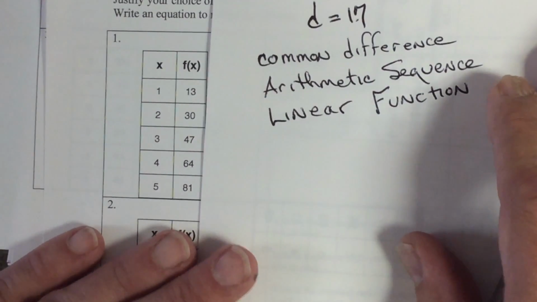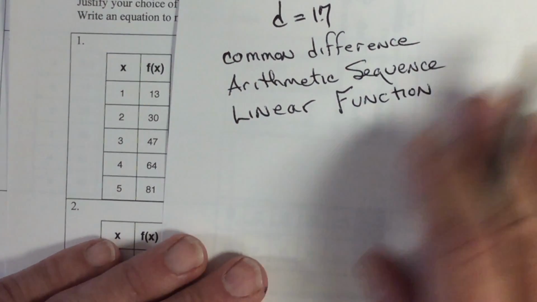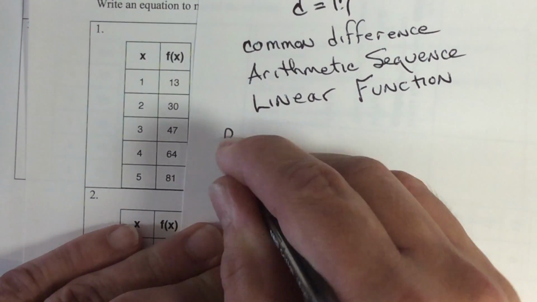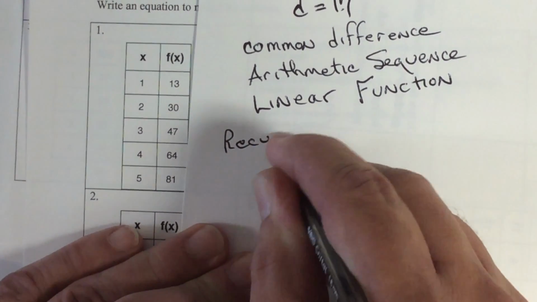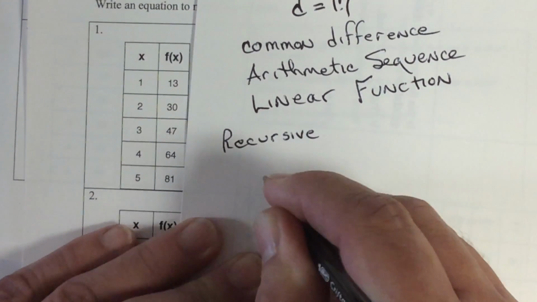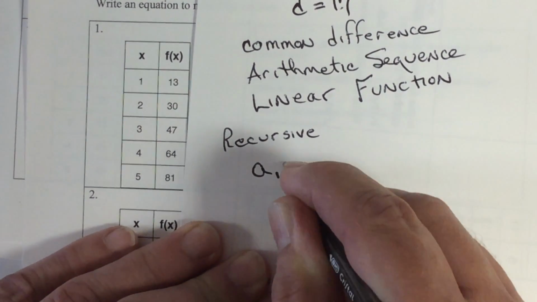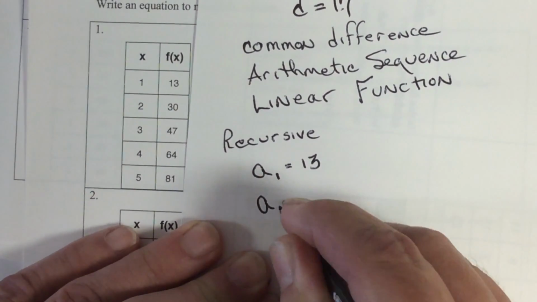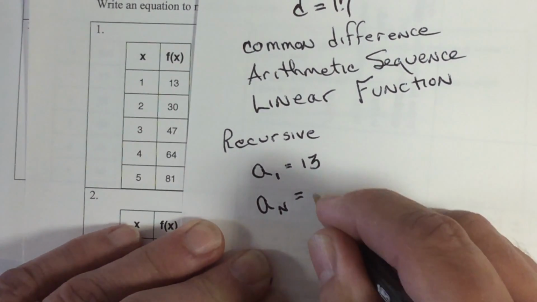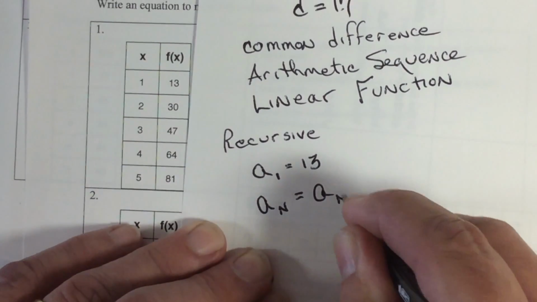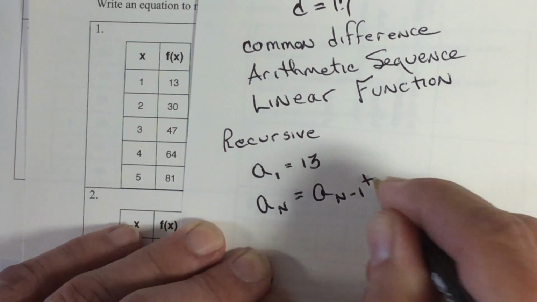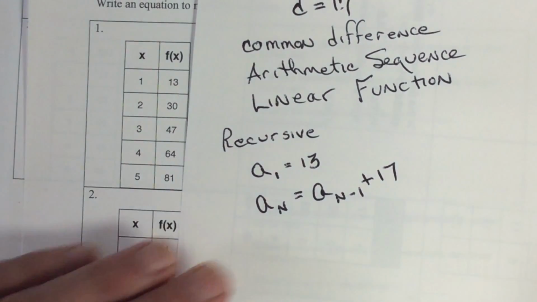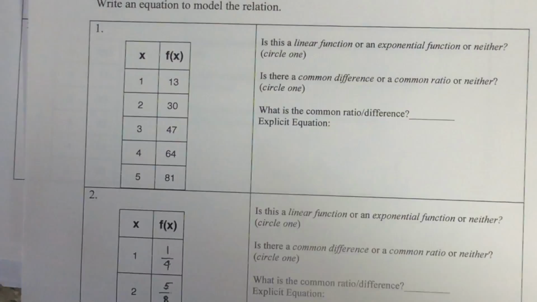If I wanted the recurring formula, the recursive formula, I would have to say two things, right? In order to give a recursive formula, you need two pieces of information. The first term is 13. And in order to get the next term or any term, you would take the term that came before it and add 17. That's the recursive. Now, let's go back here for a minute.